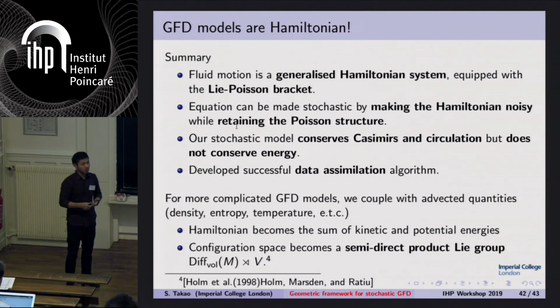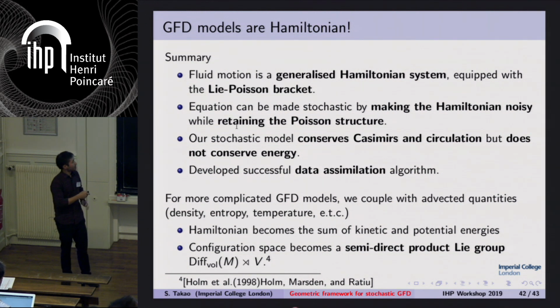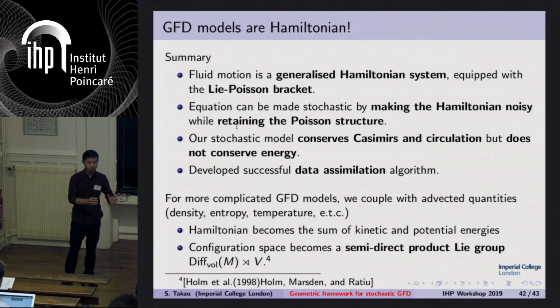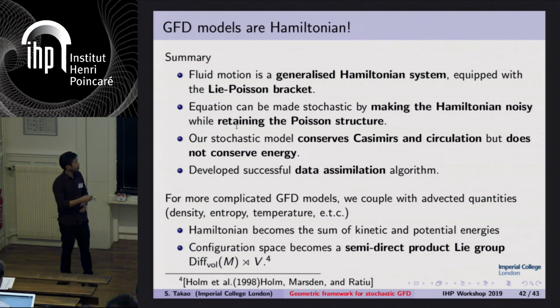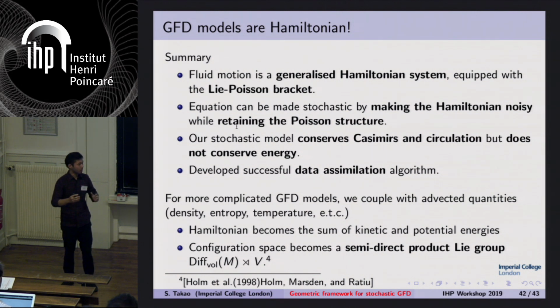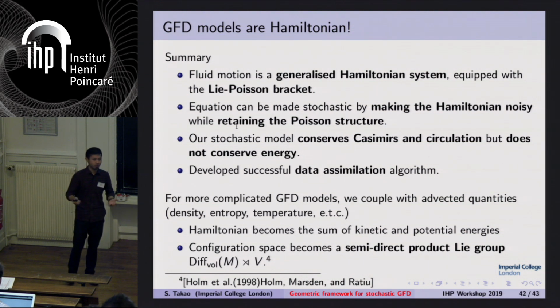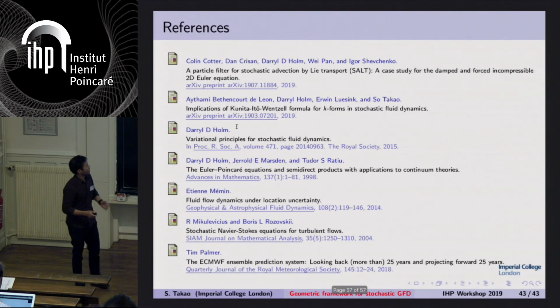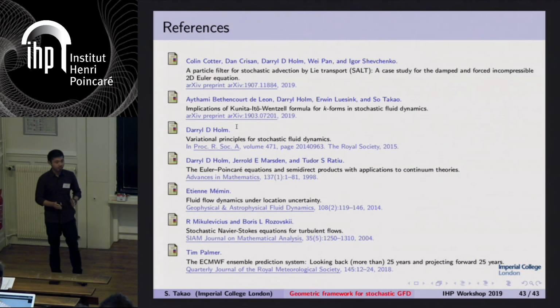And then your Hamiltonian becomes a sum of the kinetic energy and the potential energy. This is a bit complicated, but a major change is that your configuration space now becomes not just the volume-preserving diffeomorphism group, but a semi-direct product: the group of volume-preserving diffeomorphisms with the vector space where your advected quantity lives. But the idea is the same. So you can also get a stochastic equation for GFD by plugging a stochastic Hamiltonian into the Lie-Poisson structure for this semi-direct product Lie group, which is also well known, so it's not that hard in the end. Okay, so that's all. This is some reference, and yeah, thank you very much for your attention.